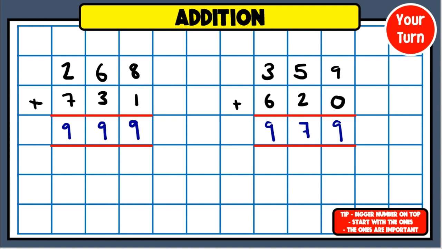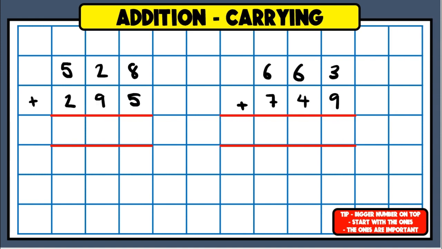Right, next up. This time we're going to do the same thing. We're going to follow the same rules, but we're going to be carrying. Why? Because let's start with the first one. 528 add 295. So the bigger number is on top. Let's start with the ones. We've got 8 and 5. Now 8 add 5 is what? It's 13. I can't put 13 here, so remember the ones are always important. Let's put our 3 there, and we'll put the 10 there, because we're moving along to the next column.